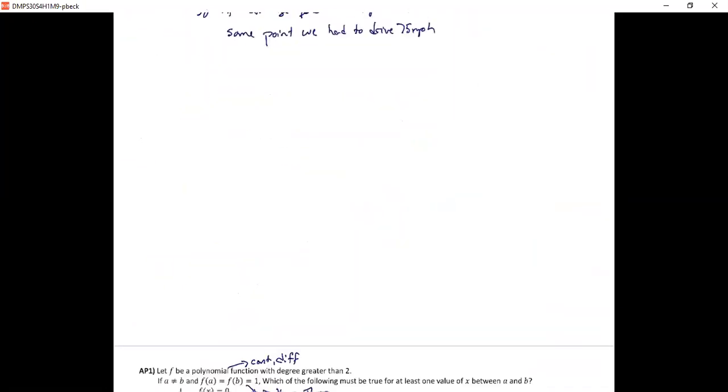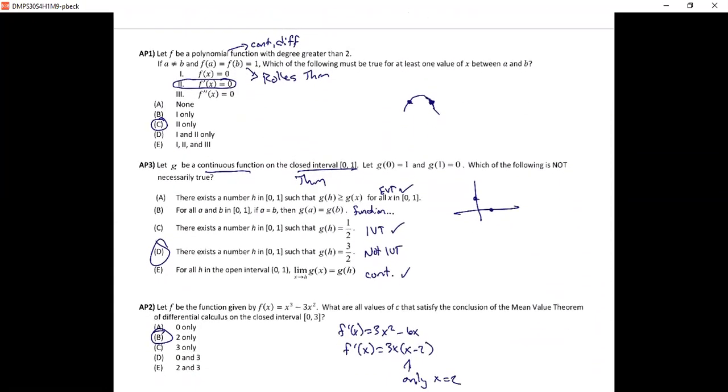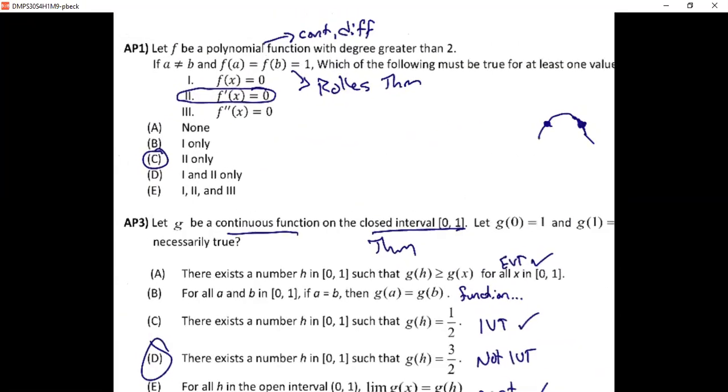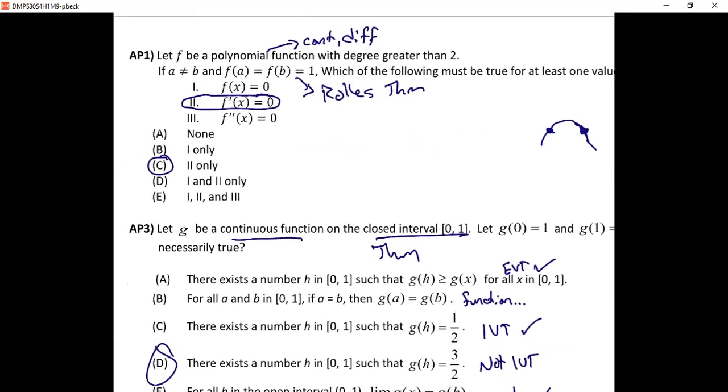And then we had some multiple choice problems. When it came to the multiple choice problems, I hopefully gave enough information. One of the things that I do look for is terminology. So f of a equals f of b equals 1. To me, that shouts out that we have Rolle's theorem. Something that's kind of hidden here is we have a polynomial function, which implies that we have continuity and differentiability.